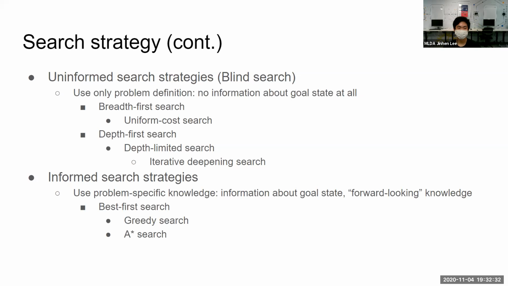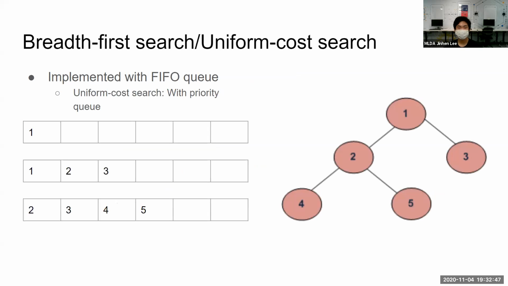And the next type is the informed search strategies, and this uses information about the goal state, or we call it the forward-looking knowledge. And here we cover two types of best first search, which is greedy search and also A-star search. So for breadth first search, it is implemented with a first in, first out queue. And for uniform cost search, it is used when the edge weights, which are the values here, are different. So it is implemented with a priority queue.